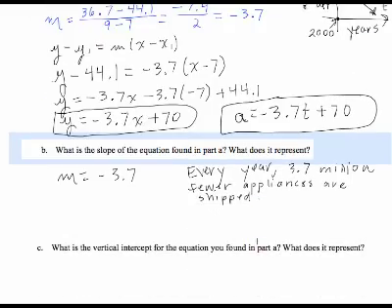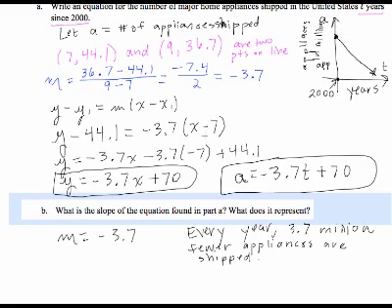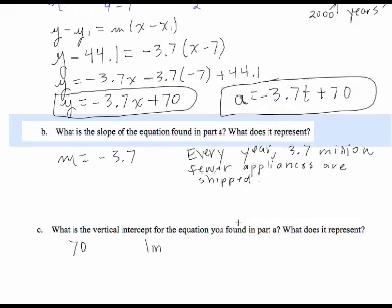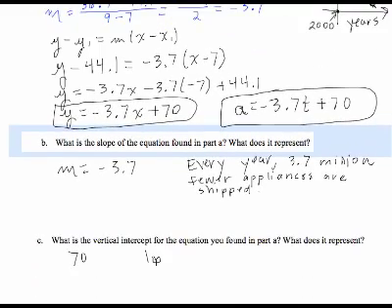It's probably already changed. What is the vertical intercept? That's the y-intercept right there, B, 70. So it is 70, which means right here in the year 2000, 70 million appliances were shipped.